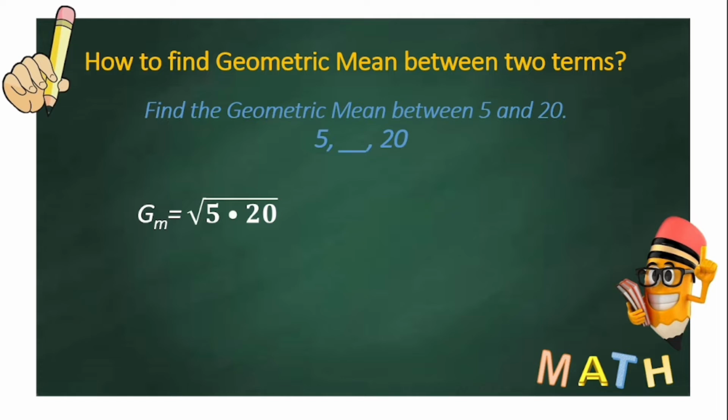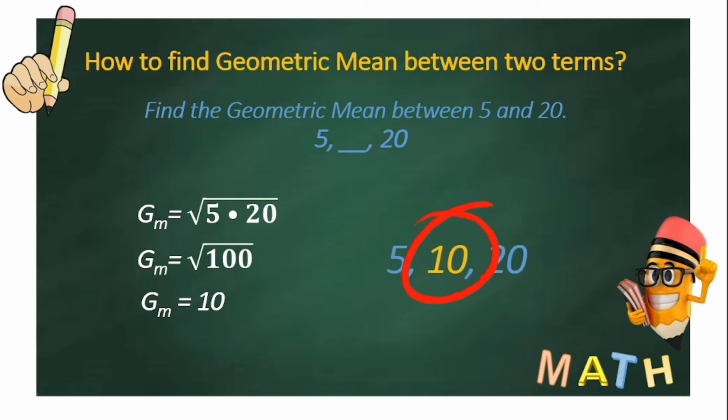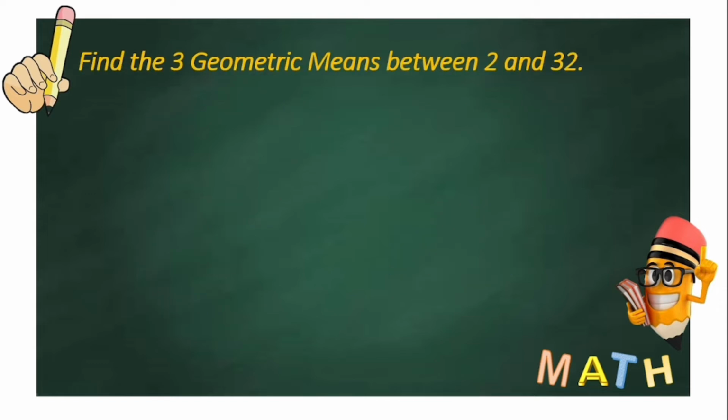Now, to simplify this equation, we multiply 5 by 20 and we get 100. Now, 100 is a perfect squared number. And the square root of 100 is 10. So the geometric mean between 5 and 20 is 10. There you have it. Now, let us study this example.